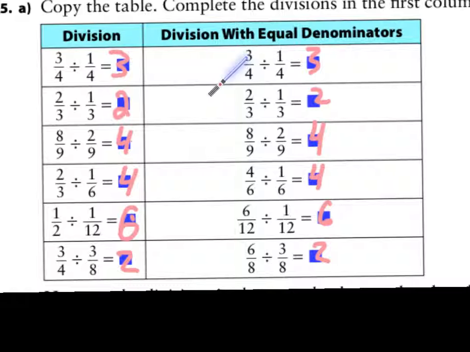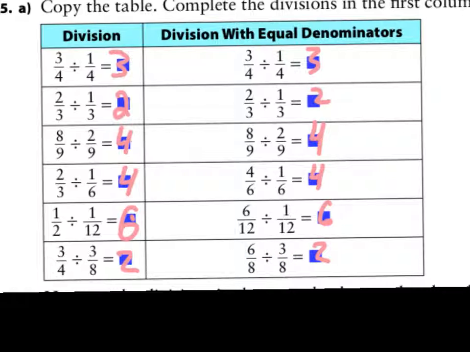3 divided by 1 is 3. 2 divided by 1 is 2. 8 divided by 2 is 4. 4 divided by 1 is 4. 6 divided by 1 is 6. And 6 divided by 3 is 2.